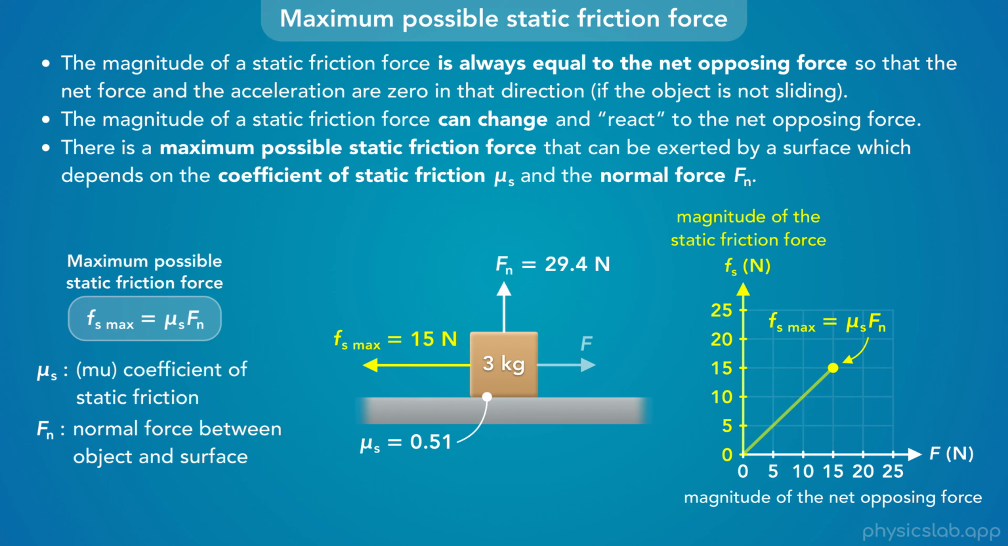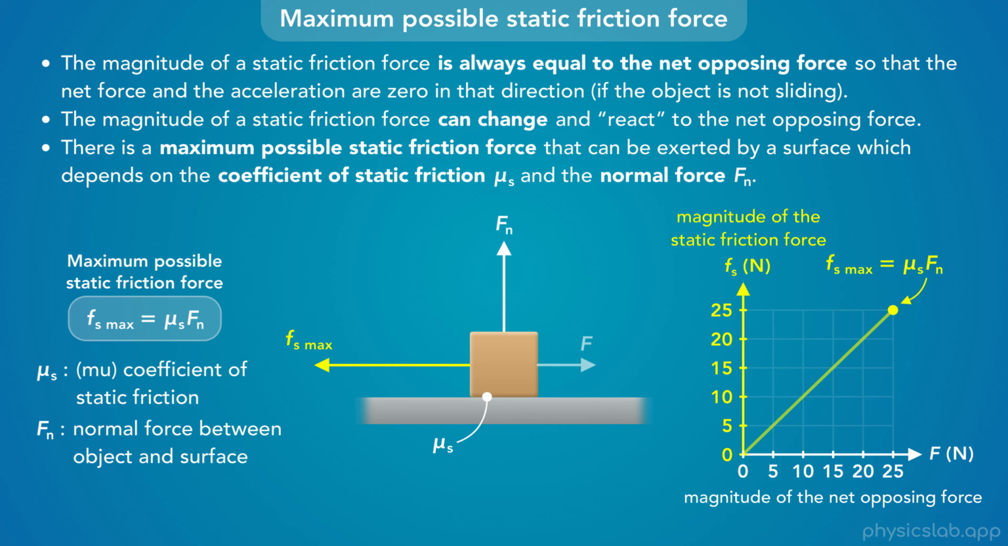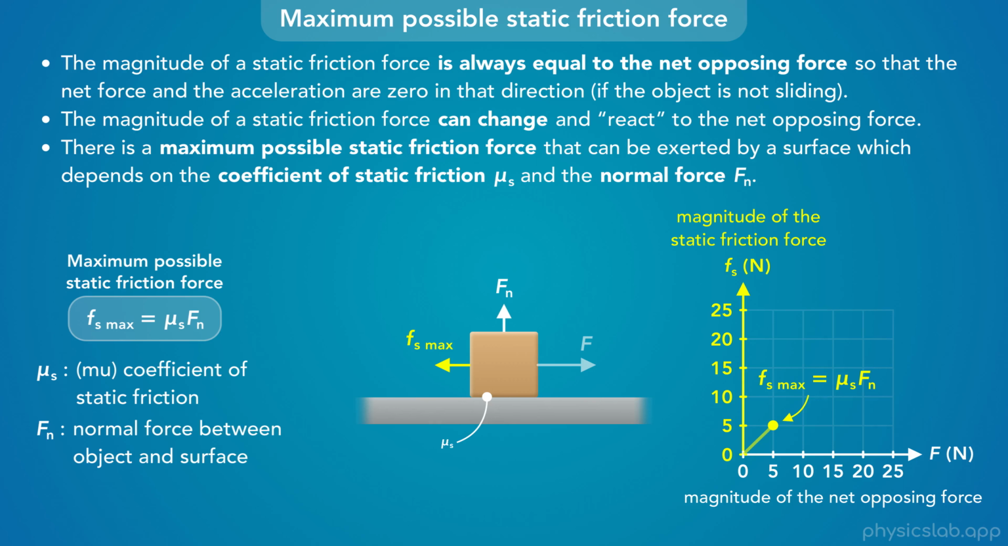This equation is how we get the maximum value in the graph of the static friction force. If the normal force is 29.4 newtons and the coefficient of static friction is 0.51, then the maximum static friction force is 15 newtons. The coefficient of friction and the normal force are usually constant in a given scenario. But look what happens if we change them. If we increase the mass and the normal force, the maximum static friction force also increases. If we decrease the normal force, the maximum value decreases. If we increase the coefficient of friction, the maximum value increases. And if we decrease the coefficient of friction, the maximum value decreases.